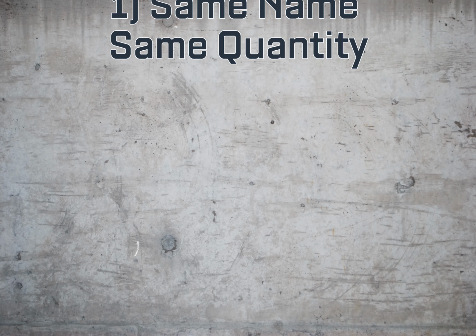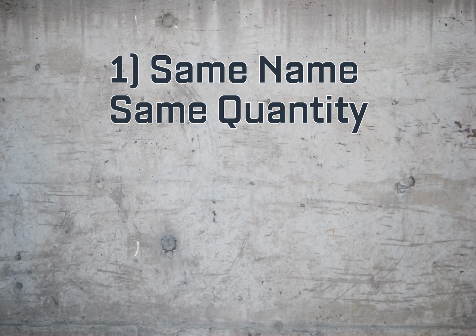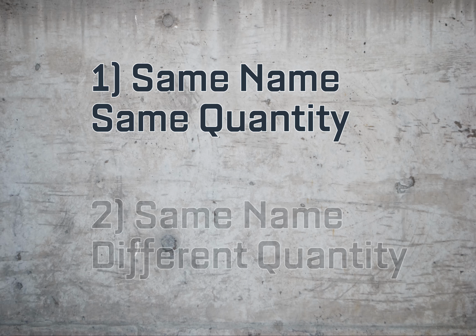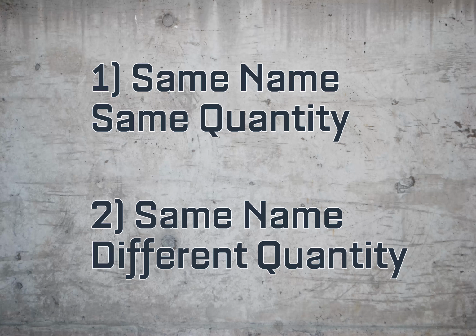There are 2 other situations that you may face. Adding an item with the same name and the same box quantity. In most cases, this means 2 barcodes on the box. Or adding an item with the same name but a different quantity. Let's start with the first situation, an existing name with the same quantity.